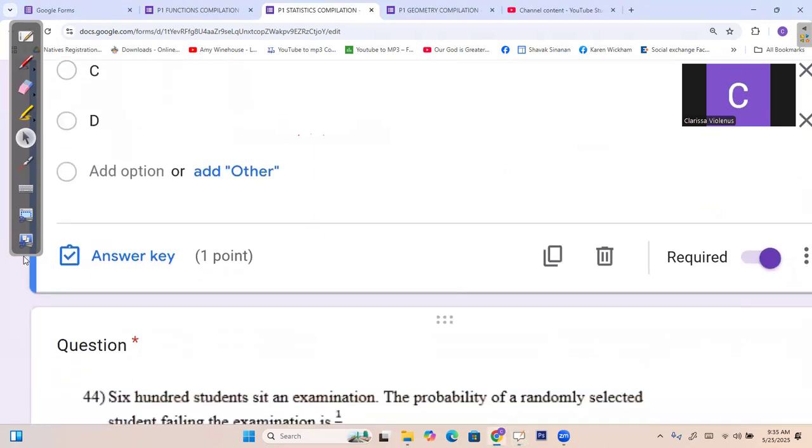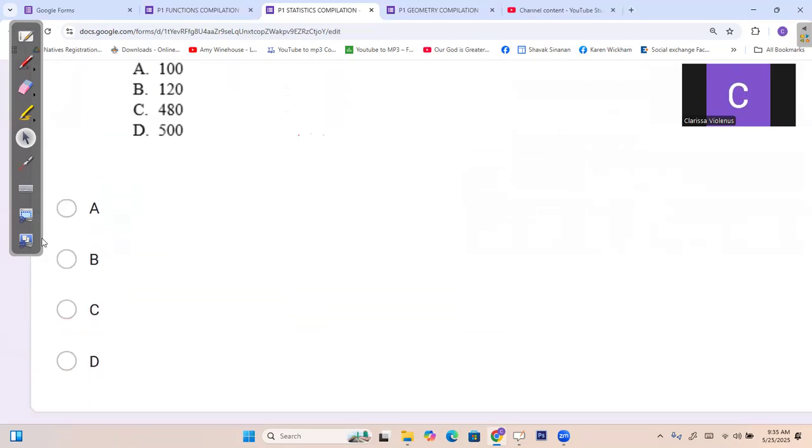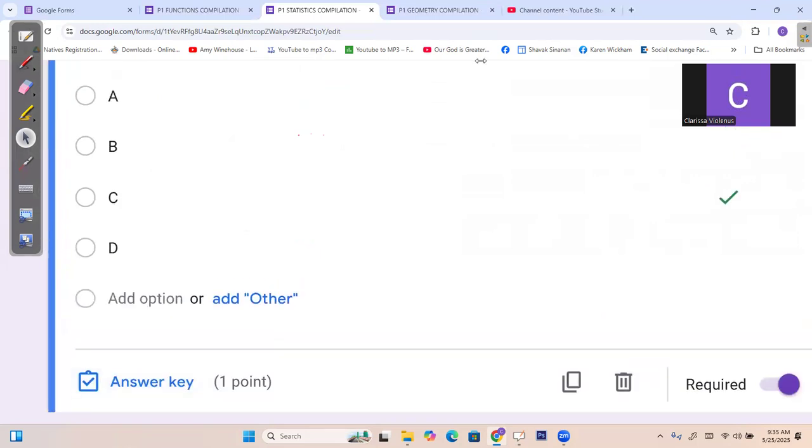All right. 600 students. This one looked familiar. I remember this number. The answer is 480, because 1/5 of 600 was 120. So that means 4/5, because if 1/5 failed, 4/5 passed. So this was C. The answer is C. And that is it, guys. That's the answers for the statistics.